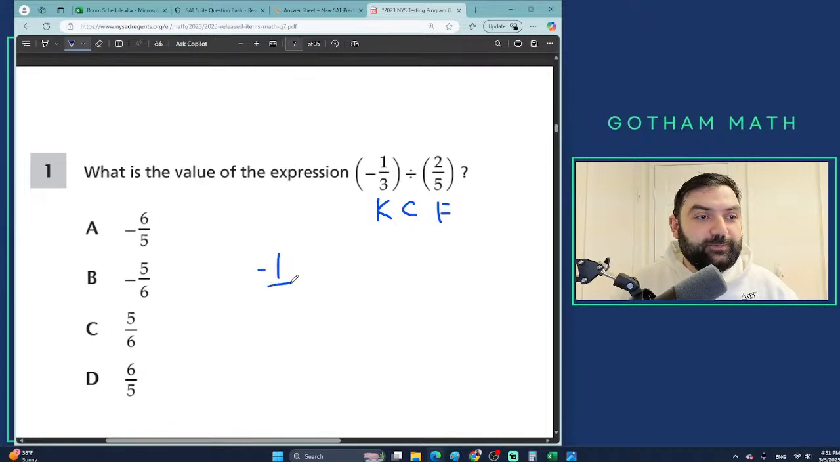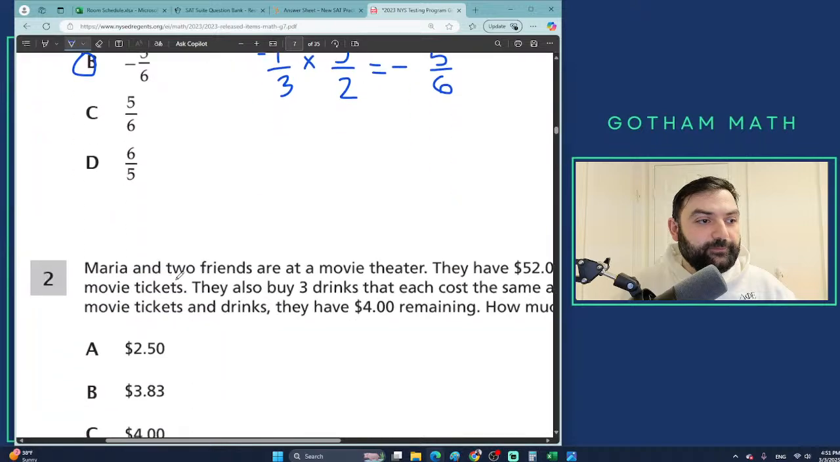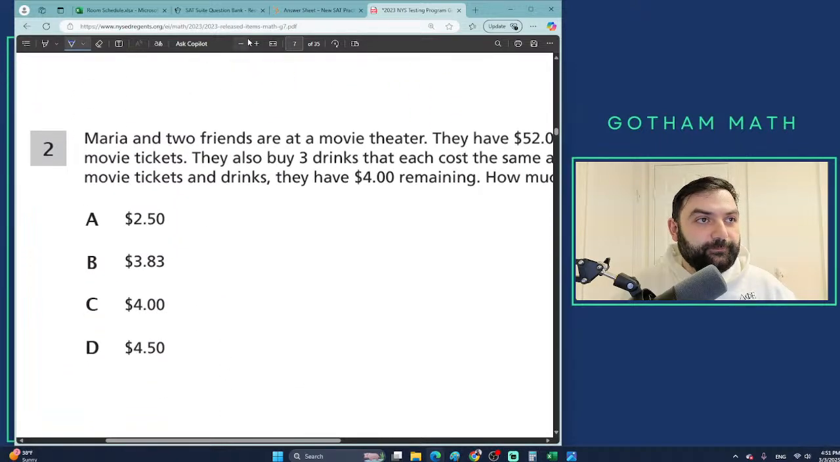We have to keep the first fraction, change division into multiplication, and flip the second fraction upside down and just multiply. The only thing that you need to know is that negative times positive is still negative, so it's negative 5/6. This is it, the answer B. We're moving on right away.